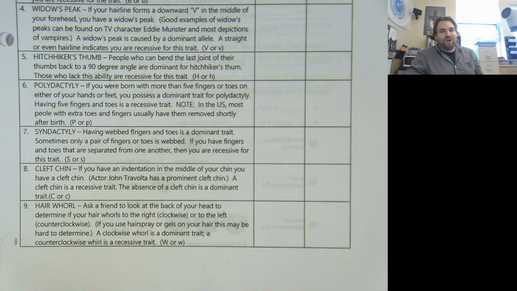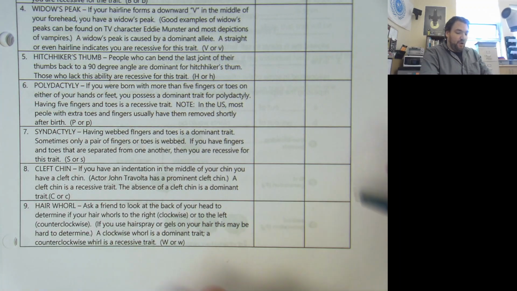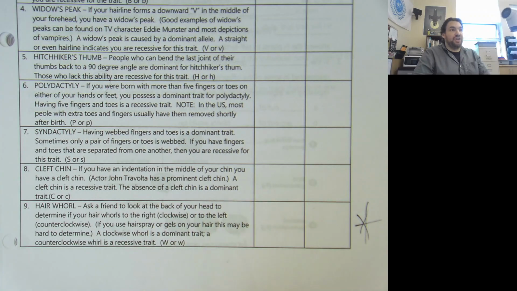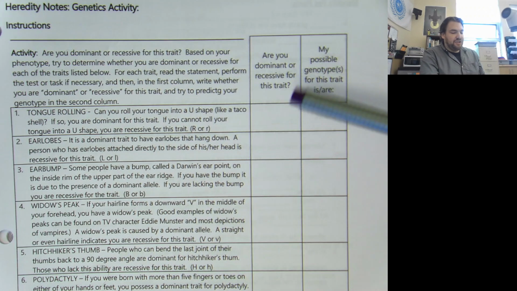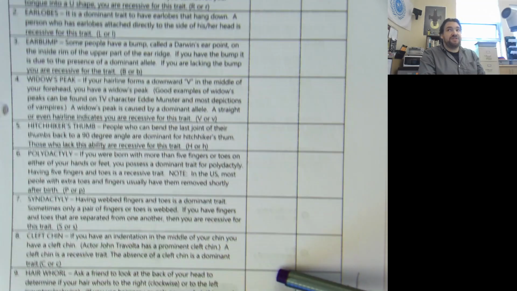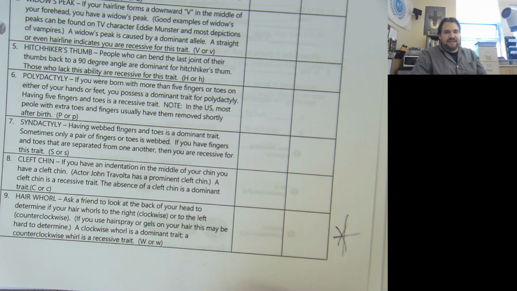That's okay. We're going to oversimplify this. This is an example of an oversimplification, but we're just going to go for it. A clockwise whorl we'll call a dominant trait, and a counterclockwise whorl we'll call a recessive trait, just because clockwise is the more common one globally. And now you should have a list of dominant traits versus recessive traits. And now we're going to start to oversimplify things further.